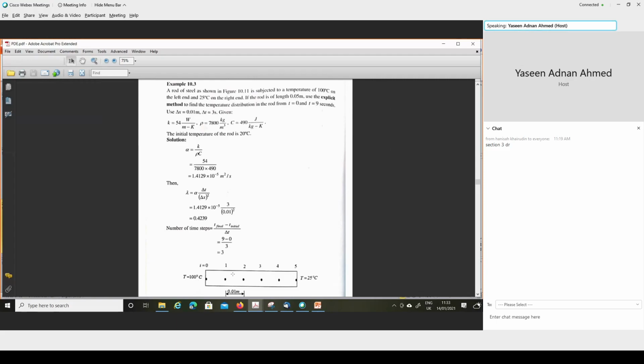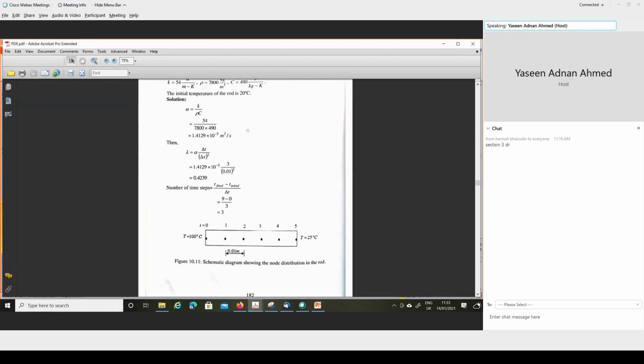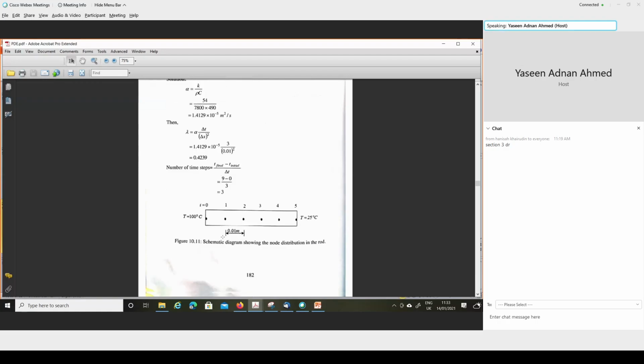Okay, and how about the internal nodes? It says that delta x is equal to 0.01, right? So your total length is 0.05, so the positions are 0.01, 0.02, 0.03, 0.04, and 0.05. You already know that, and the time step is 3 seconds. It means you start from 0, then 3, then 6, then 9. Okay, so all the values are given here. And here the initial temperature of the rod is 20 degrees. Initial temperature of the rod means the value when time t is equal to 0, so all the values are 20. Then the value of 20 will not stay constant; it will start to change with respect to time.